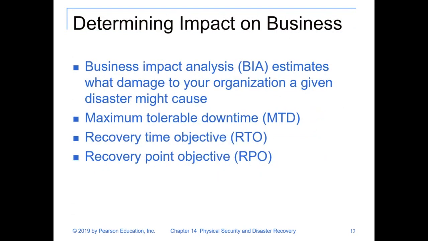A business impact analysis estimates what damage to your organization a given disaster might cause. So to consider this, you would look at a maximum tolerable downtime. So that's where you're asking how long can this system be down before the effect is going to be catastrophic on the business. The business may not be able to recover if this system is down for too long. Another item that you need to consider is the mean time to repair. So once again, it's how long is this system going to be down? How long is it going to take us to repair this system if it is down?